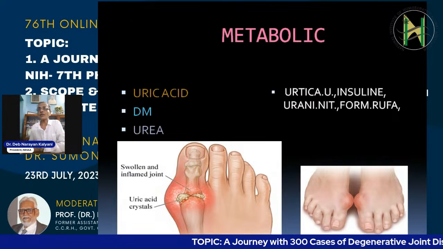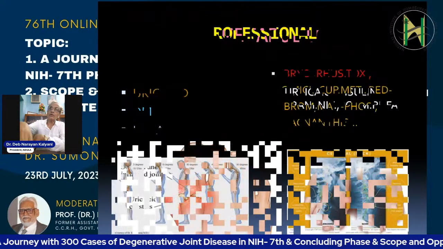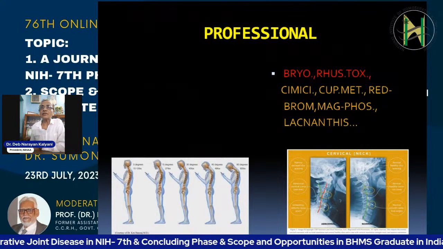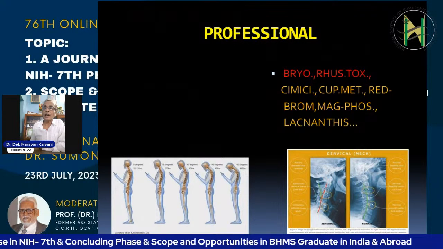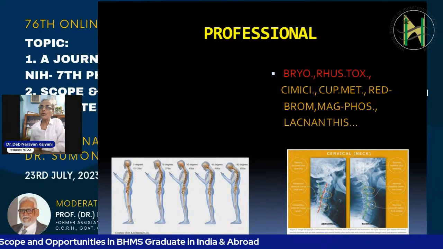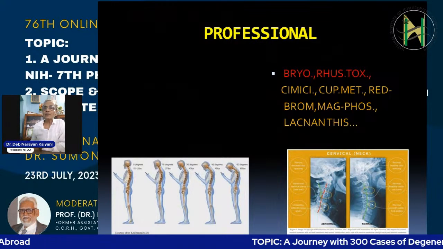Usually think of Arctic urines, insulin, urinum nitricum, formicum to palliate, and to cure the same simple principle and path: take the history, evaluate, repertorize, come to a single conclusion, give the medicine, see the beauty of homeopathy, increase your confidence. Now, professional osteopathy, we know these are day by day increasing.